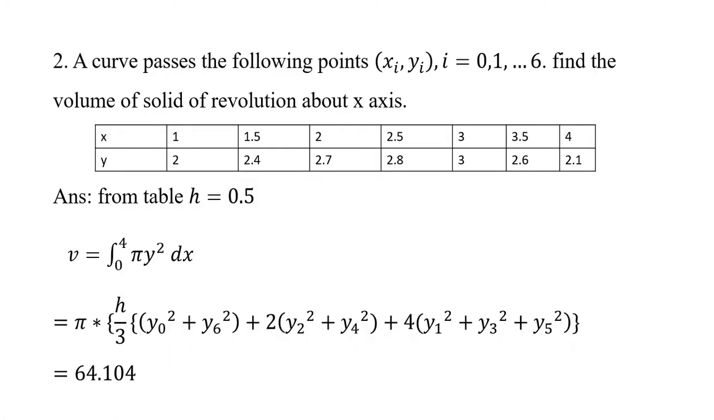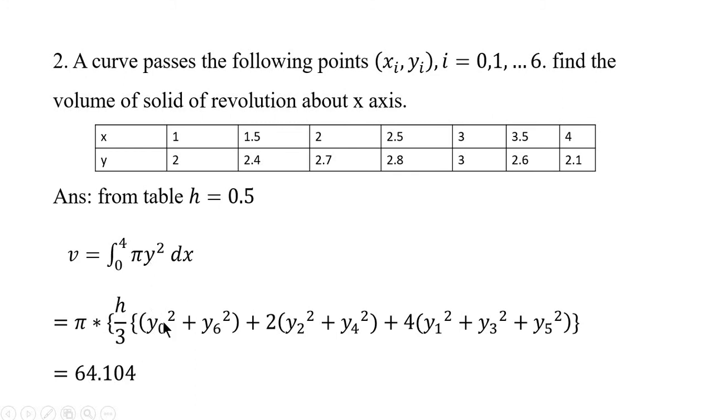To find out the volume of a solid of revolution about x-axis, they have given the table, and from the table it is easily understood the step size is 0.5: 1, 1.5, 2, 2.5, 3, 3.5 and 4. Therefore h is 0.5, and we know the formula for volume, it is integral from 0 to 4 of pi into y square dx. So I am taking the value of pi outside the integration. So we have to integrate 0 to 4 y square dx.